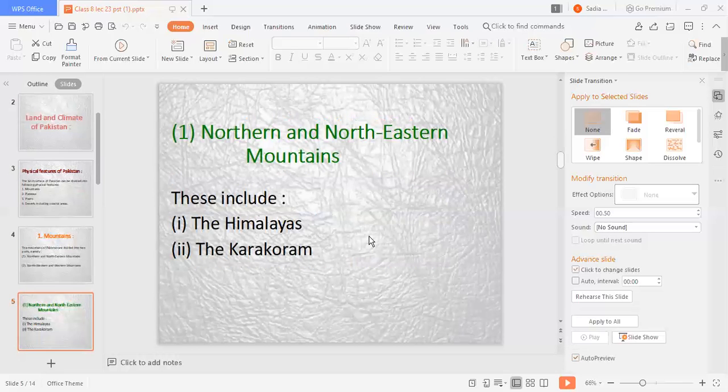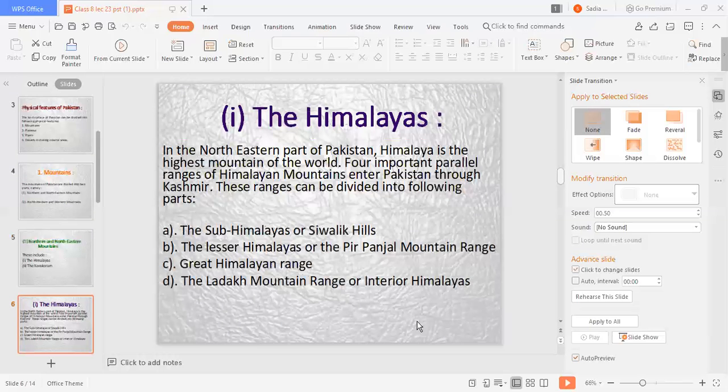The northern and northeastern mountains also have 2 parts. They are divided into 2 parts, the Himalayas and the Karakoram. The Himalayas and the Karakoram. Is it clear? Okay.